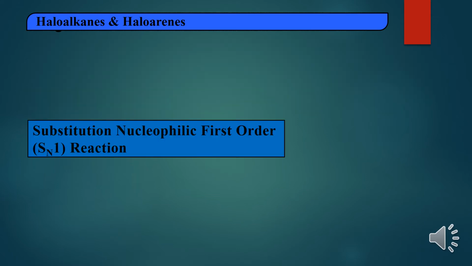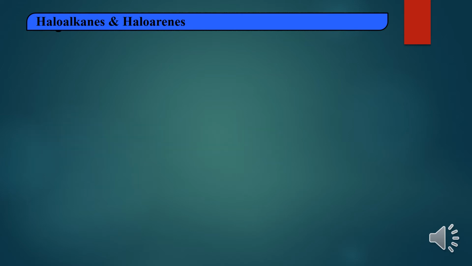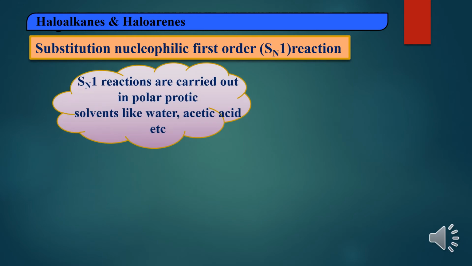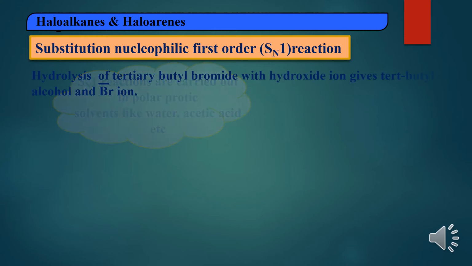Now the next one, the SN1 mechanism. SN1 means nucleophilic substitution first order reaction. In this case, we'll take an example, but before that, SN1 reactions are carried out in polar protic solvents like water and acetic acid. So for an SN1 reaction, we require polar solvents.